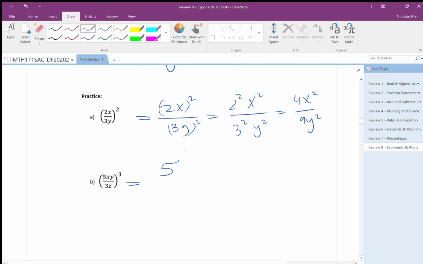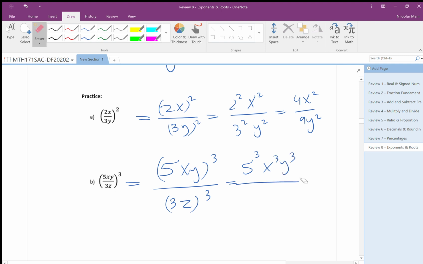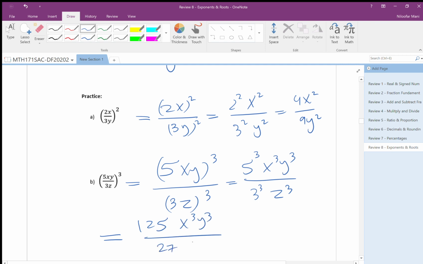5xy cubed over 3z cubed, then you have 5 cubed x cubed y cubed over 3 cubed z cubed, my goodness, which is 125 x cubed y cubed over 27 z cubed.